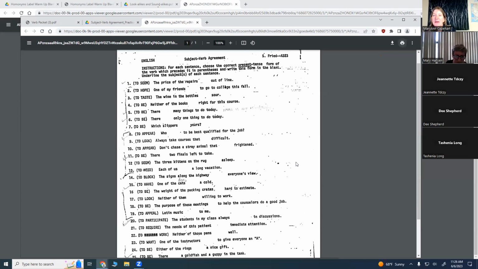Okay, neither is hard, but what I do is a trick. I put neither one. So now I know it's singular. Neither one of the books. If it's singular, we have to add the S. Looks right for this course. The subject is what? Is it books look right for this course, or is it neither one? It's neither. So you also notice it comes first, right? Of the books is just saying what kind of neither.